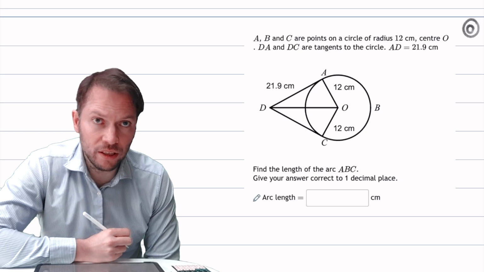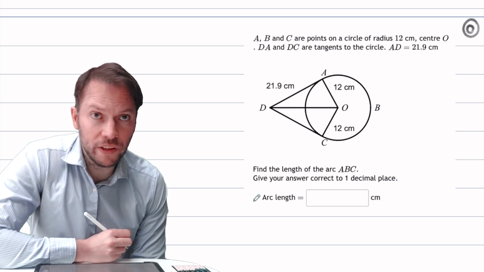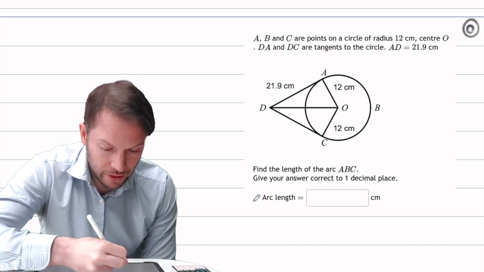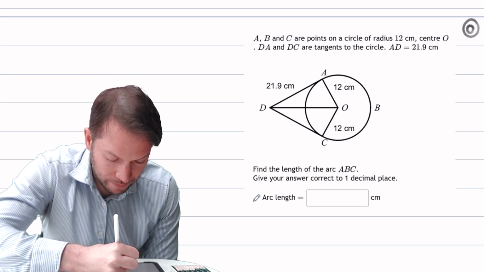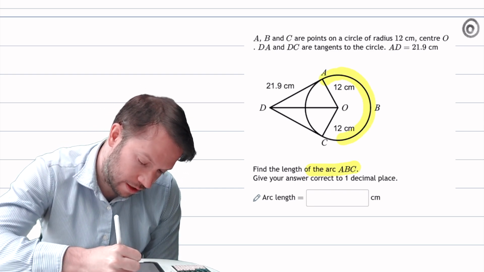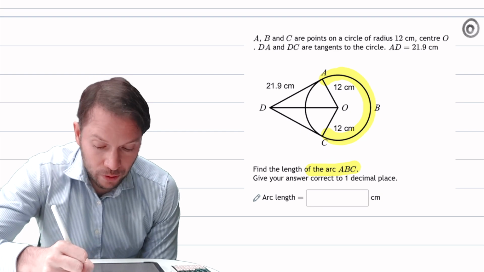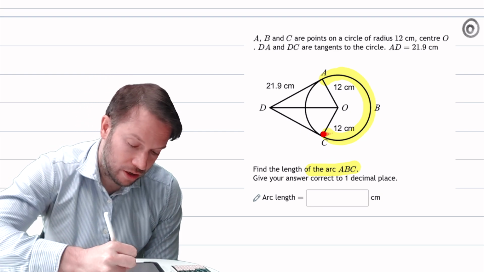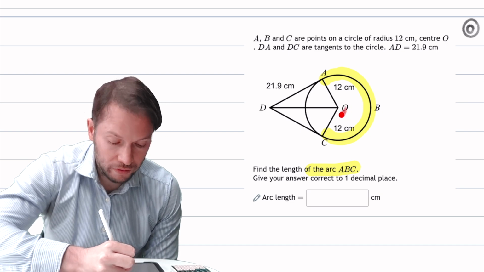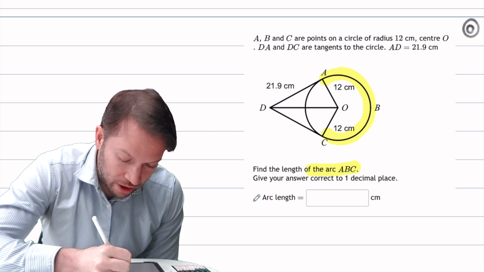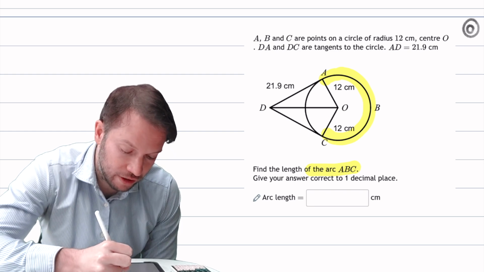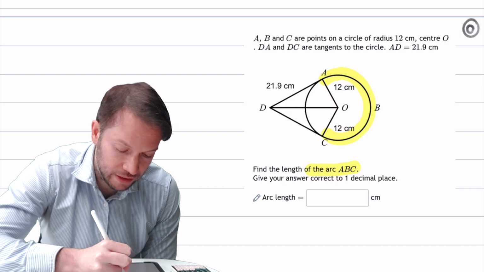Hi, in this video we're going to find the length of an arc of a circle when we've got a right angle triangle involved. Now we're trying to find the length of the arc ABC. So it's this arc that goes through A, B and C like that. Now in order to find the length of an arc, we need this angle here at the centre of the circle. And to find that angle, we could find these two angles here and then just subtract that from 360, because the total angle around this point is 360.